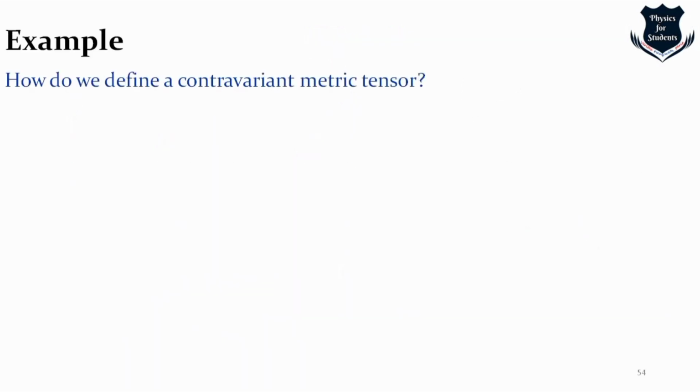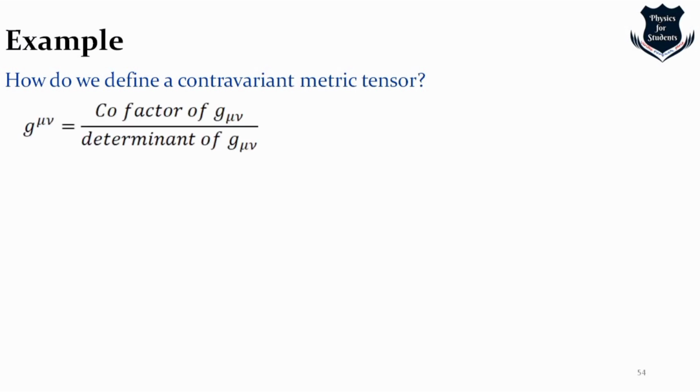Okay, now we take a quick example and define what is called a contravariant metric tensor. We have noticed that contra actually behaves in the opposite direction. So we just take G mu nu, and how do we define it?